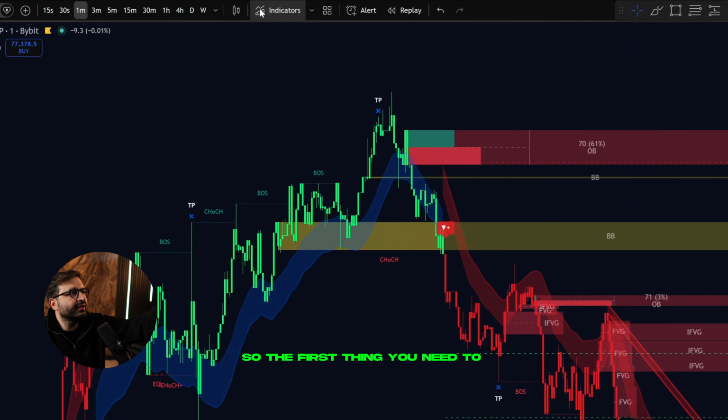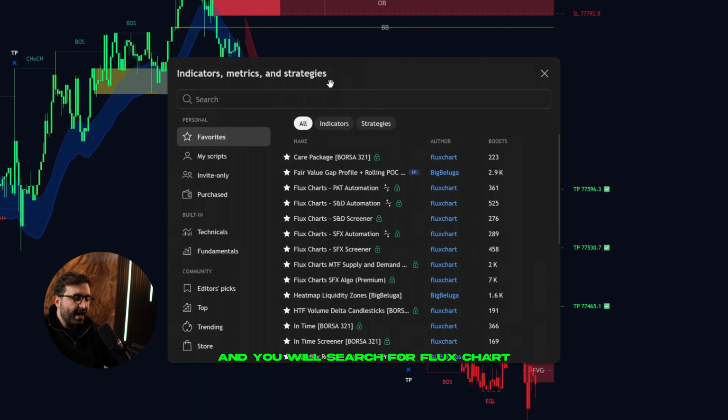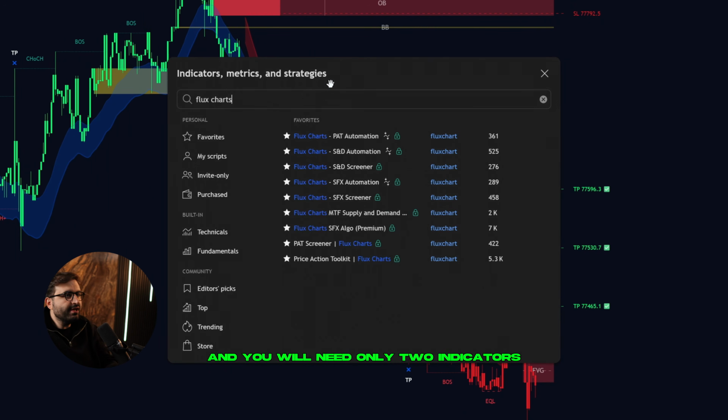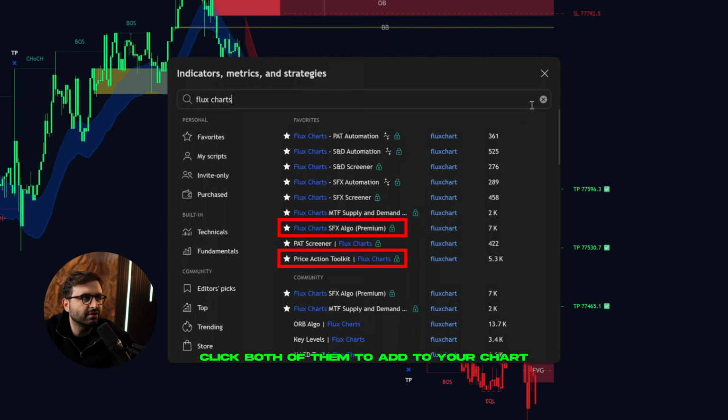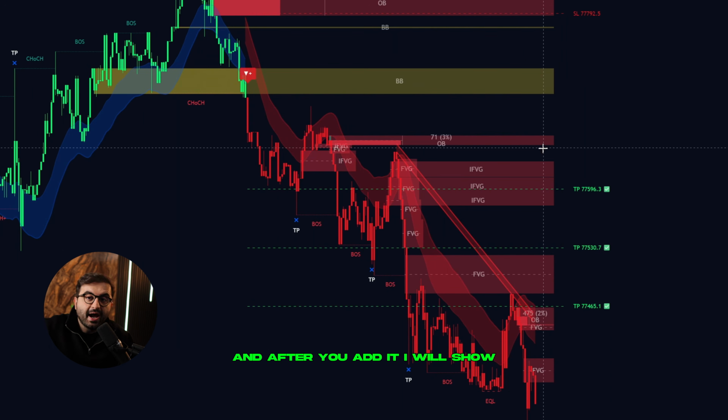So the first thing you need to do is go to the indicators tab and search for Flux Charts, and you will need only two indicators, SVX Algo and the Price Action Toolkit. Click both of them to add to your chart. I will show you all my settings at the end of the video, so make sure you stick around.